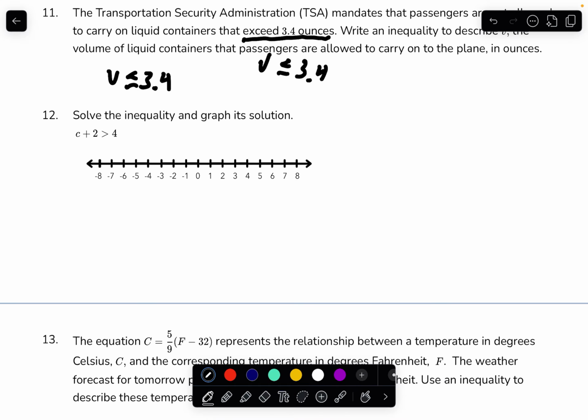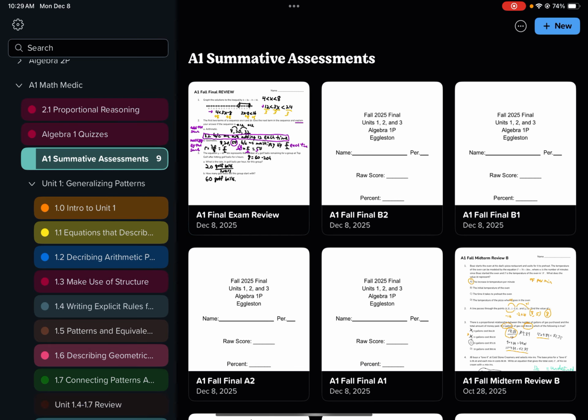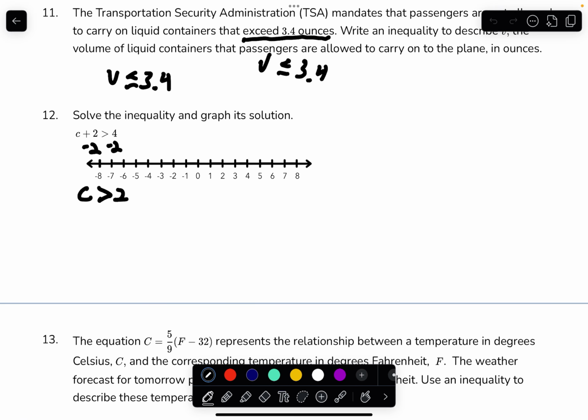Solve the inequality and graph its solution. Well, this is a simple inequality. Subtract 2 from both sides. C is greater than 2. Oh, wow. Open circle on 2, and it's greater than, so we point to the left.